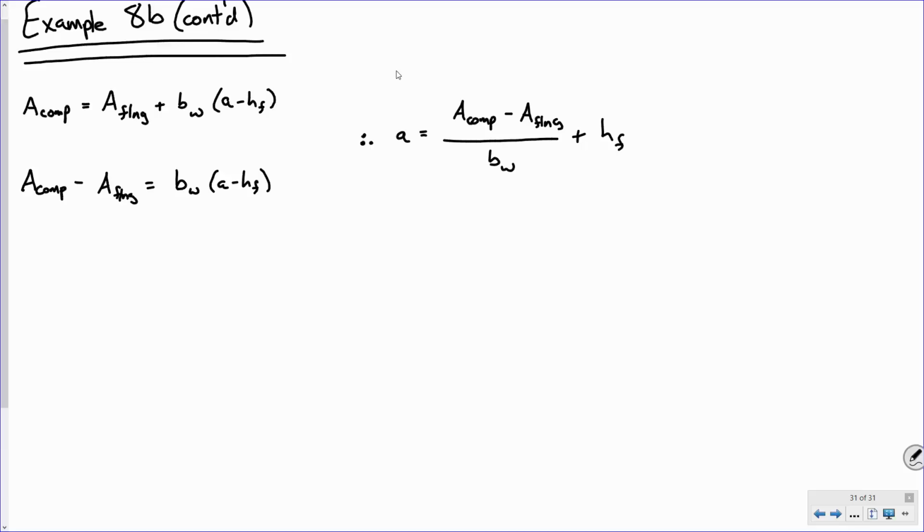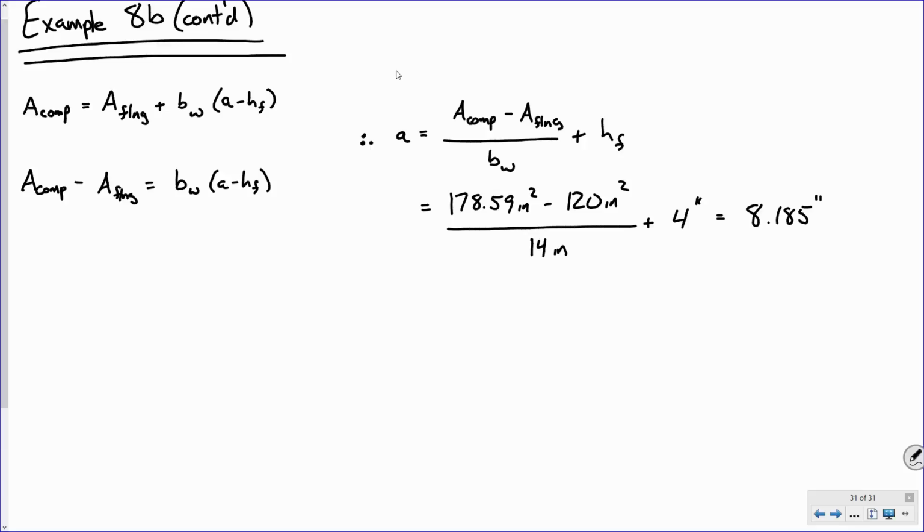So let's see. What was the area in compression? There we go. Making sure y'all are paying attention. Minus 120 over the web width, which is, what is it for this problem? There we go. Plus 4 inches. Plug and chug, and that will be 8.185 inches. Not too bad, right?